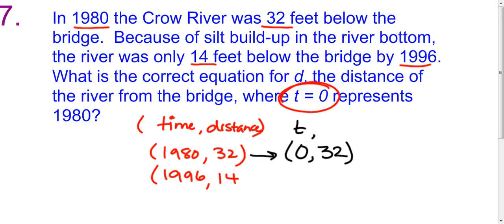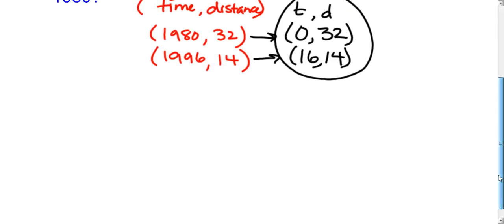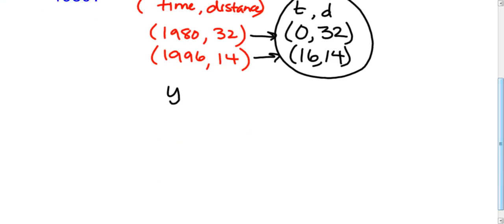So this is a coordinate that goes like this, time and distance, okay? And then for the year 1996, what you need to know is how many years past 1980, because that's where you started counting time. So this is 16 years after 1980, and the water is 14 feet below the bridge. These are now the two coordinates that you're going to use, okay? And you're going to think of still using the equation y minus y1 equals m times x minus x1, because that's what you use when you have two coordinates.